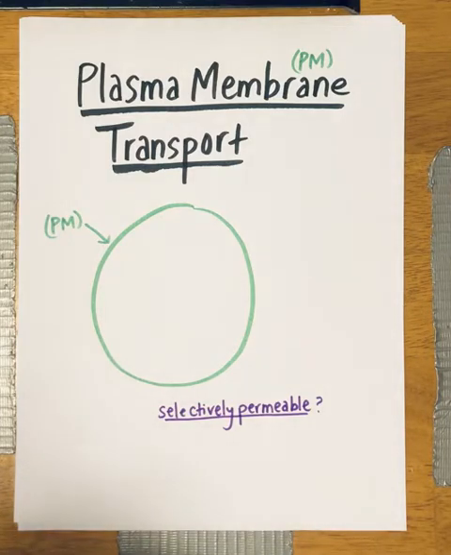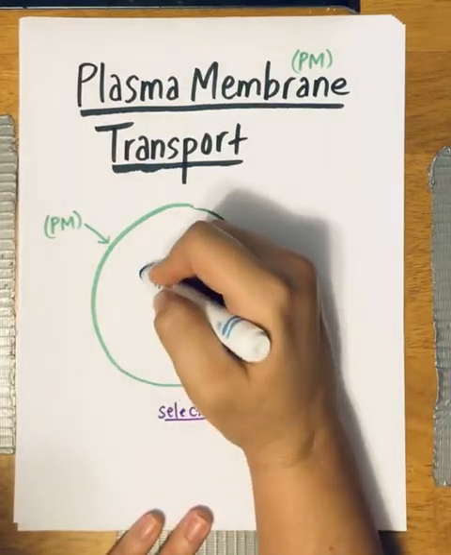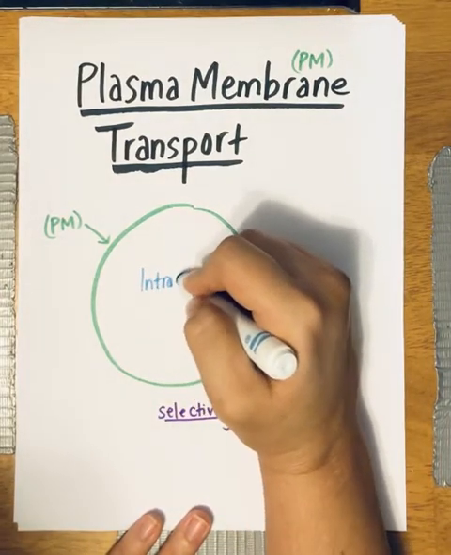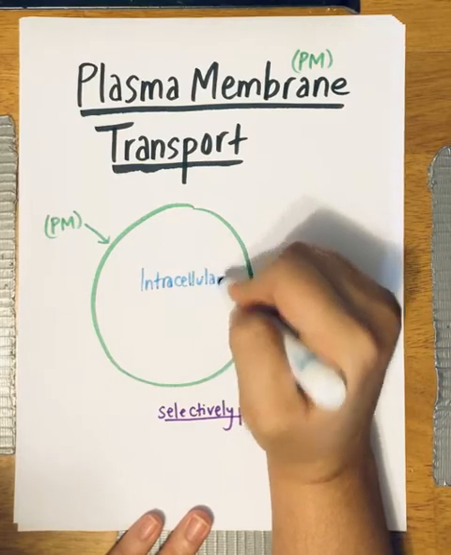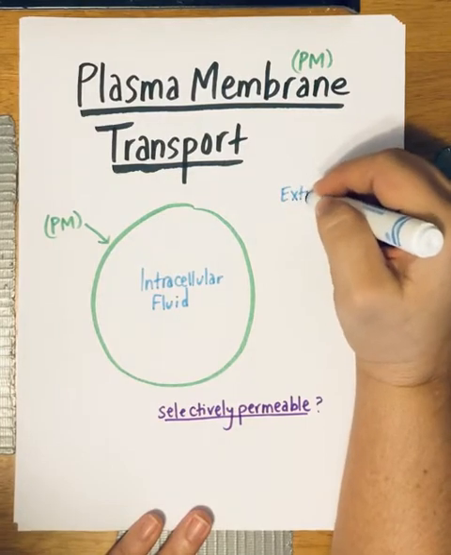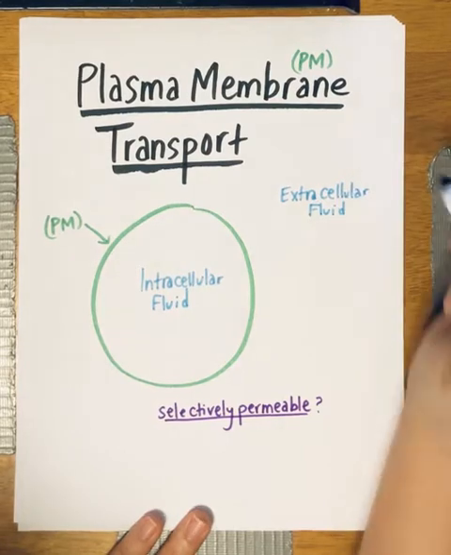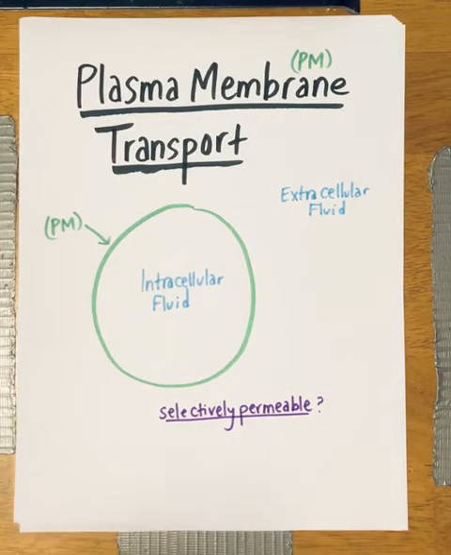Now, before you can understand transport, there's another definition that you need to understand called a concentration gradient. But before you talk about a concentration gradient, you need to understand intracellular fluid and extracellular fluid. Now, we're going to go over the term concentration gradients.